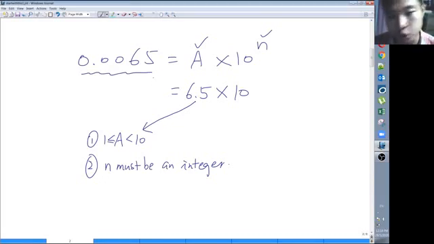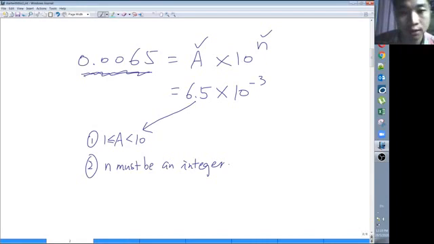Okay, so what you need to do now is you need to use a negative integer here. So what is the negative integer for n, such that you get back this number, 0.0065? You can see that you are actually moving to the left. From here, you are moving to the left by 1, 2, and 3. So you are moving to the left by 3 decimal places. Therefore, your n should be negative 3 here.